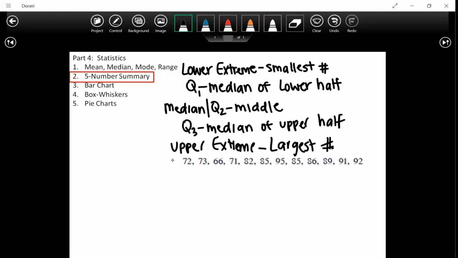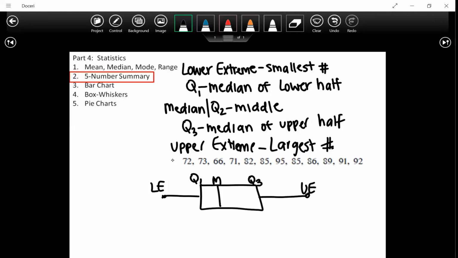If you had to do a box and whiskers plot, this is kind of how it's going to be. Your lower extreme will be at your farthest left. Your quartile 1 will be at your starting of your box. Your median will be the middle. Quartile 3 will be here. And your upper extreme will be here. So you just want to be able to look at the box and whiskers.